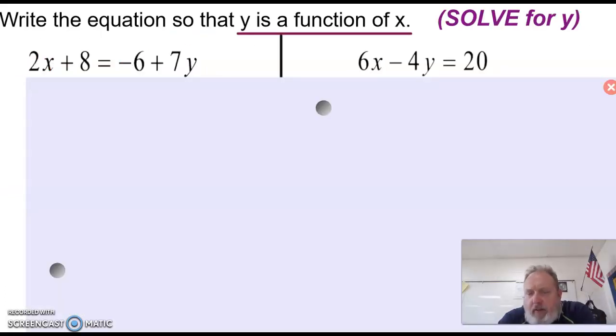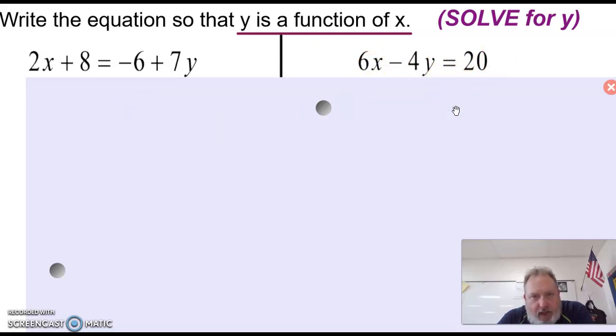All right, the last page of the packet that we're going to do today is this example here. It's going to say write the equation so that y is a function of x. That is just a different way of saying solve for y. So we are doing the same thing that we did on the previous page. We're just going to take this equation and get it to y equals. Same thing right here. We're going to get it to y equals.